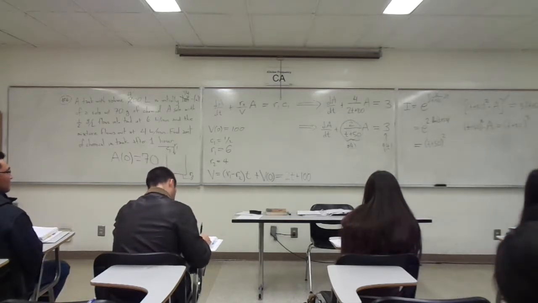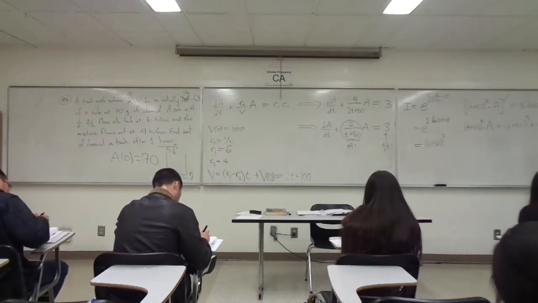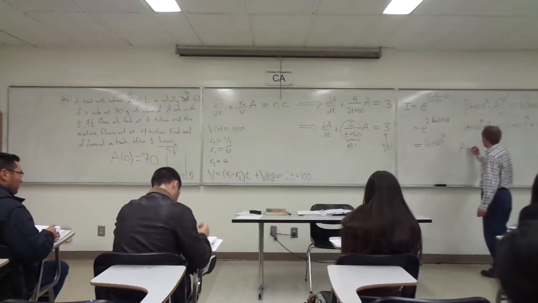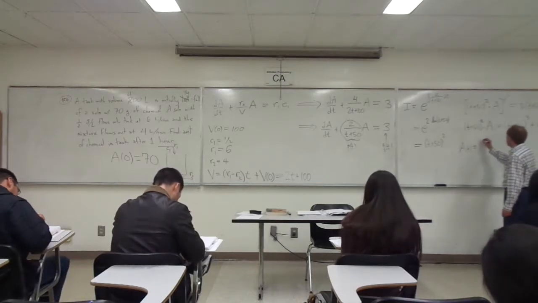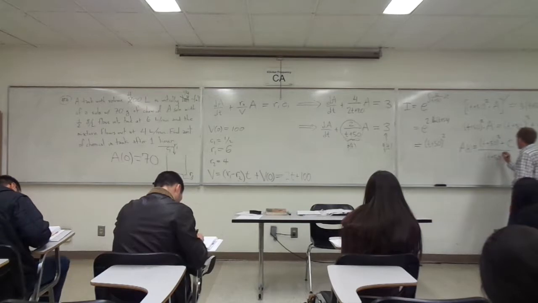Do I need anything else here? Exactly. This time I do need the plus c. Okay, so let's divide through by t plus 50 squared. So we have t plus 50 cubed plus c all over t plus 50 squared.